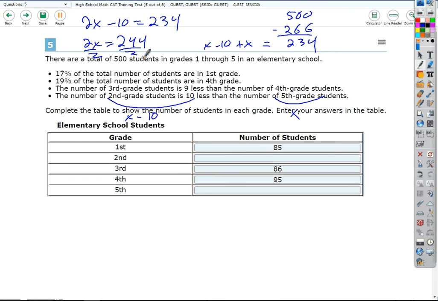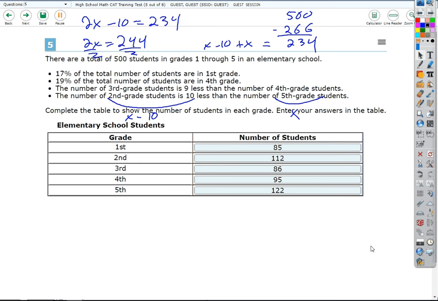Well, X is the number of fifth grade students, right? So that's going to be 122. And so what's second grade students going to be? So how would I check all this? Add them up. They should add up to 500, right?